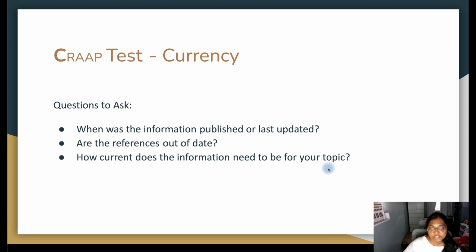How current does the information need to be for your topic? I just discussed that. Your topic really guides how far back you can go when you're doing research for your information. Are all of the links working? If you have a website and you're clicking on these links and nothing is really working, then that shows that the website is not well maintained. So the information might also be out of date.